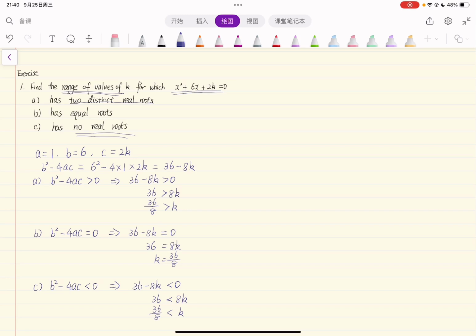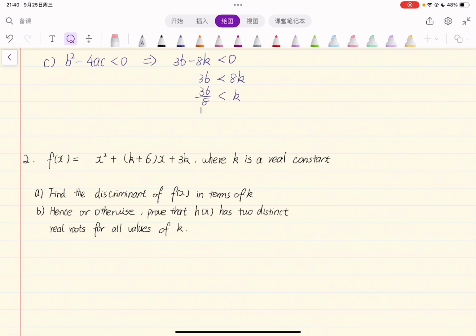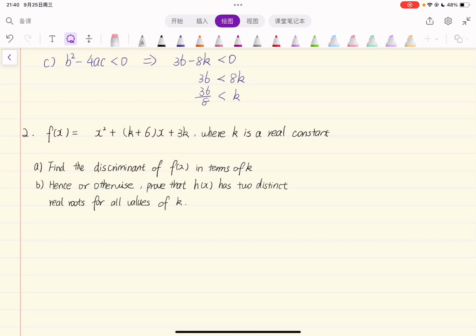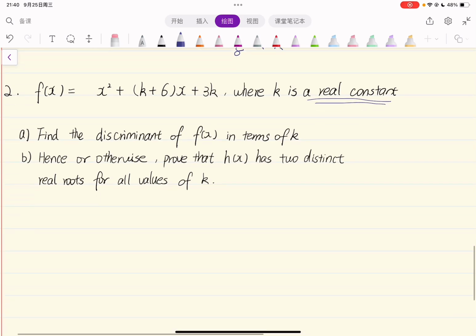Now move to the second question. The question said there is a function f(x) equals x squared plus k plus 6 times x plus 3k, where k is a real constant. Part A asks to find the discriminant of f(x) in terms of k.